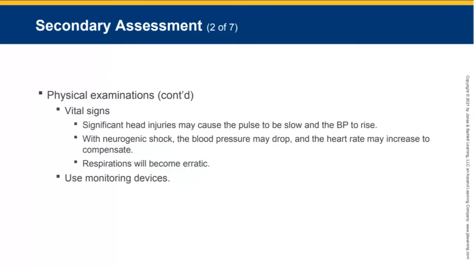Physical examinations, we need to get our recorded vital signs. So get your vital signs, compare it to your primary assessment, determine if your patient is trending up or down. Significant head injuries may cause the pulse to be slow and the blood pressure to rise. That's signs of herniation. With neurogenic shock, the blood pressure may drop and the heart rate may increase to compensate. Know the difference. Respirations will become erratic. Use your monitoring devices.